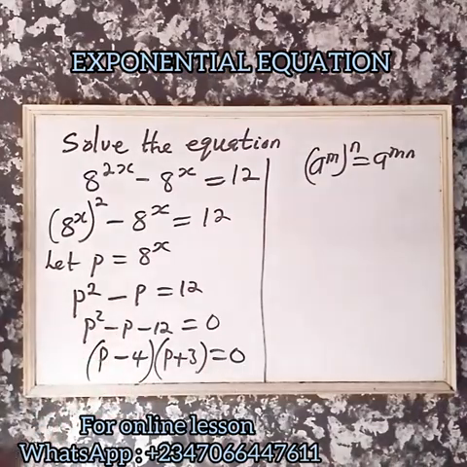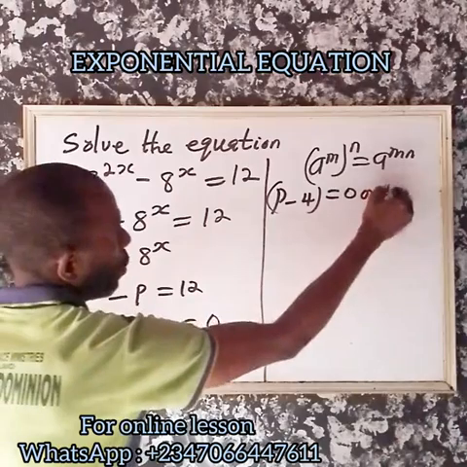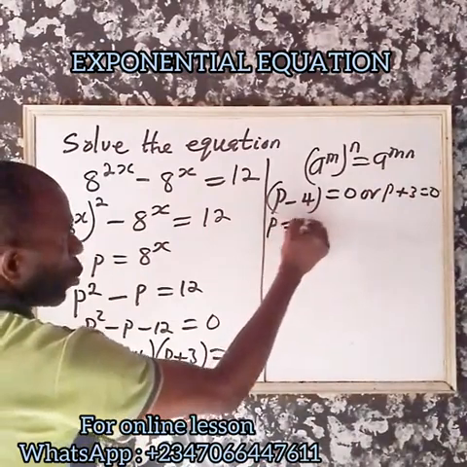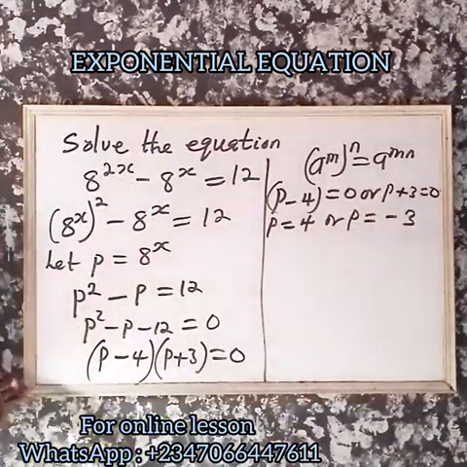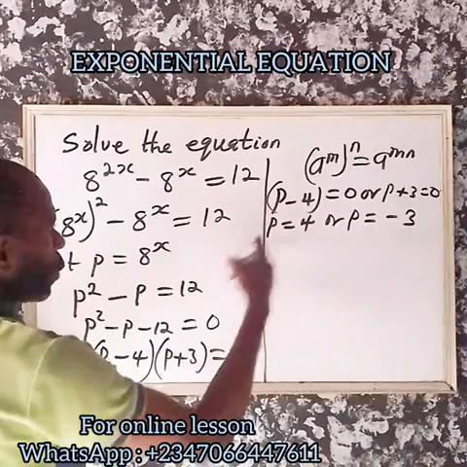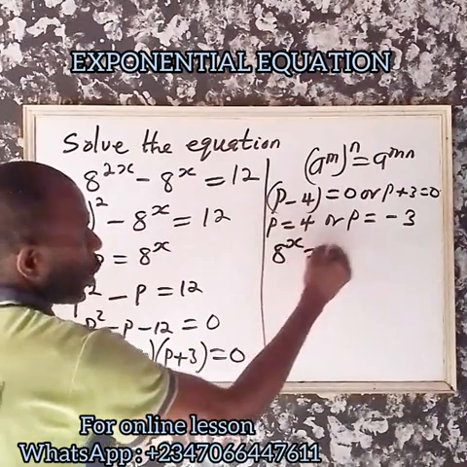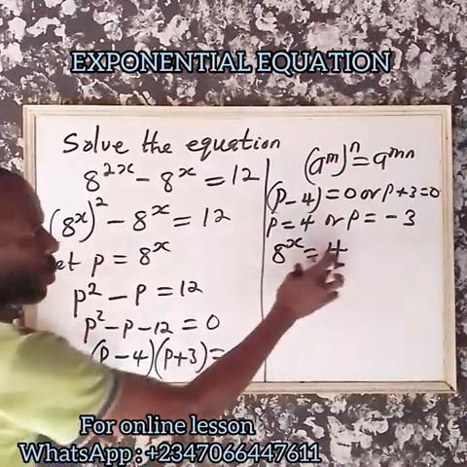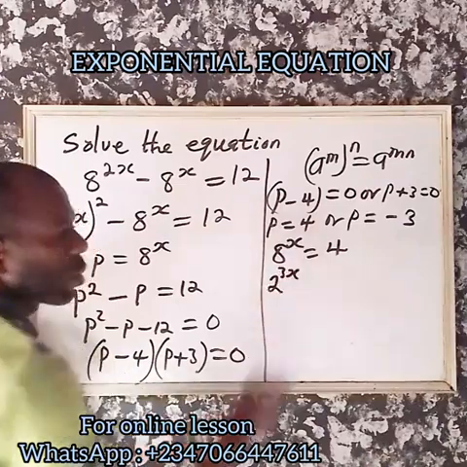So we can have p minus 4 equal to 0 or p plus 3 equal to 0. So here we have p equal to 4 or p equal to negative 3. Now, remember that p is equal to 8 raised to the power x. So we are going to substitute for p now. When p is equal to 4, we then have 8 raised to the power x equal to 4. Now let us break this down to base 2. The lowest base we can have inside 8 is 2, then raised to the power 3, and because we already have x, they become 3x.